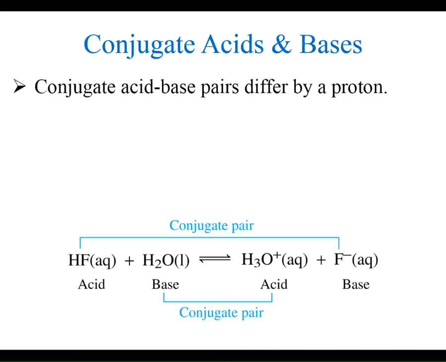But the interesting thing is what happened here. When the acid gave up its H+, it then became something that needed an H+. So it went from being an acid on one side to a base on the other side. And the thing that was the base needed the H+. It took the H+, so now it becomes something that has an H+. It became an acid. So whatever was the acid becomes a base. Whatever was the base becomes an acid. And we call these conjugate pairs.